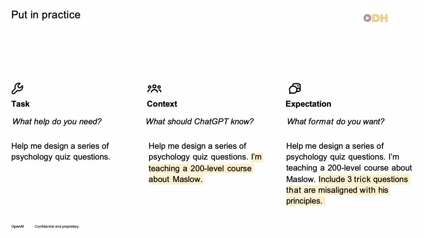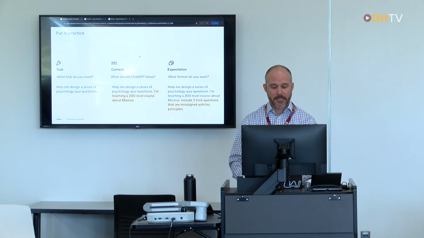So here you can see what a good prompt looks like as it takes shape. Help me design a series of psychology quiz questions. Great. I'm teaching a 200-level course about Maslow. More context. Include 3 trick questions that are misaligned with his principles, really giving the expectation of what that output should look like.